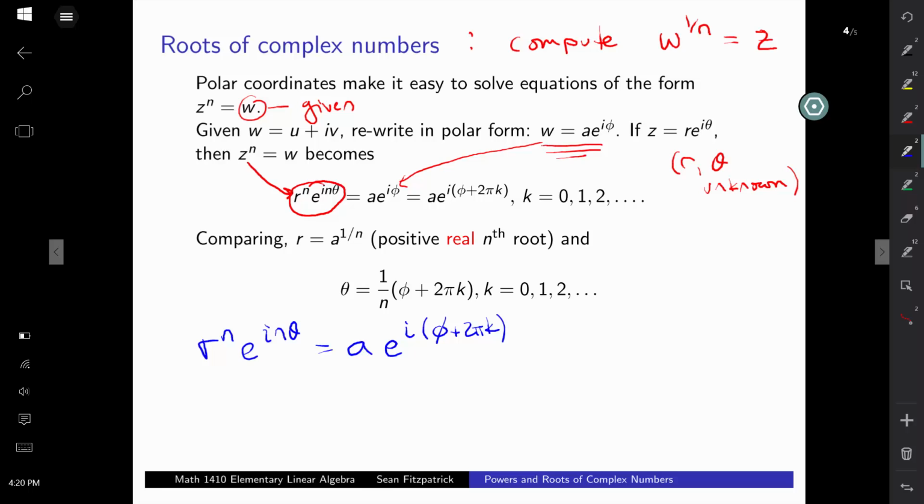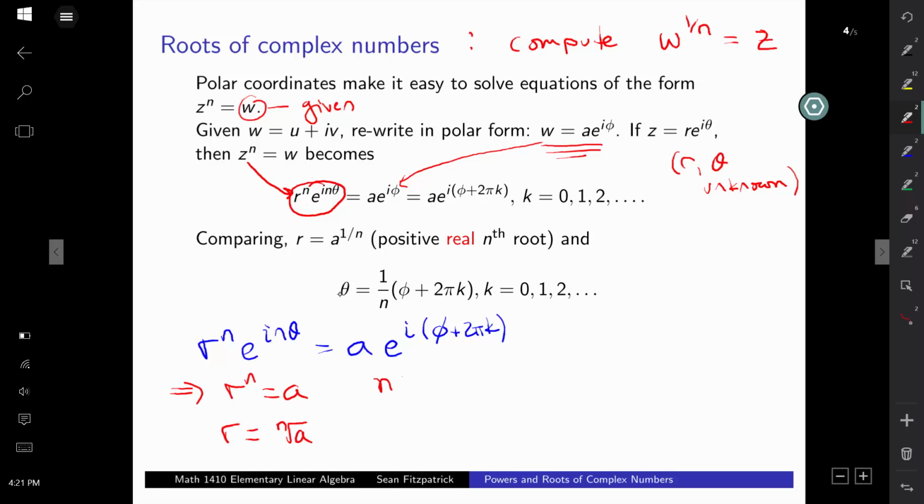And so we know that you must have r to the n equal to a, and those are two positive real numbers. a is a positive real number. Remember, it's the modulus of a complex number, and so you can take the nth root of it, and you get the usual positive nth root. So r is just the nth root of a, the usual positive nth root.